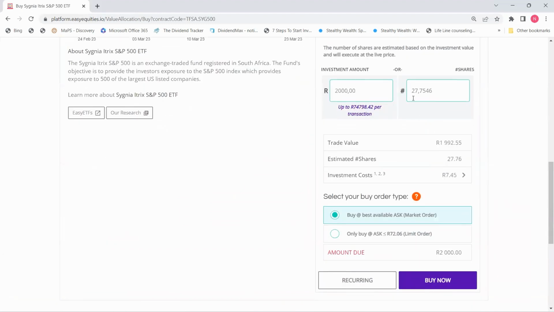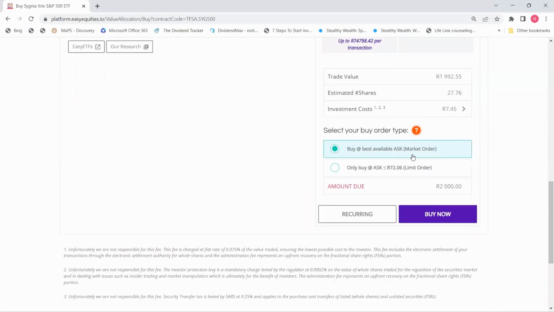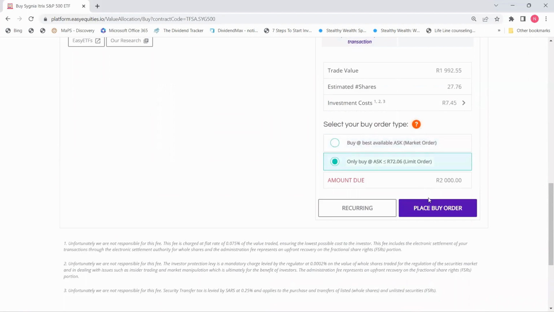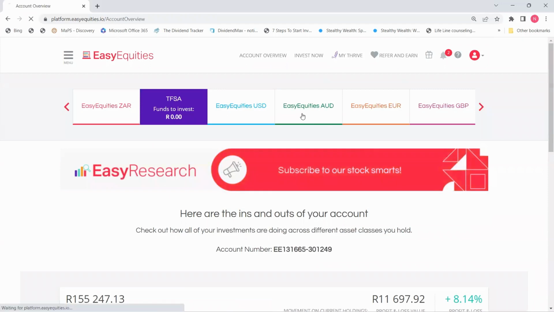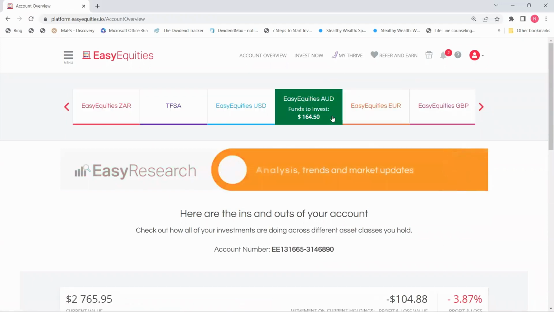That's going to give me about 27.7 ETFs, only buy at ask and place buy order. Okay, now let's move on to my EASYEQUITIES Australian dollar account.